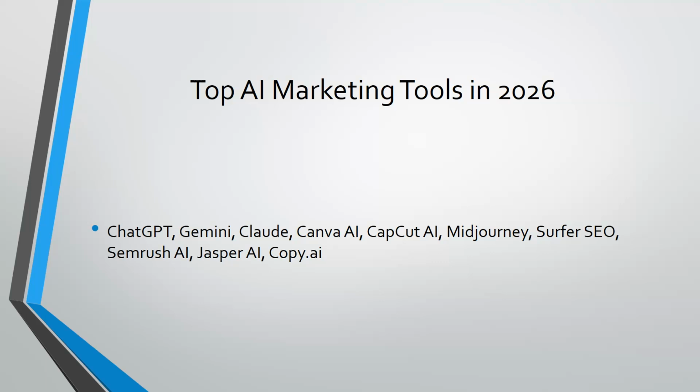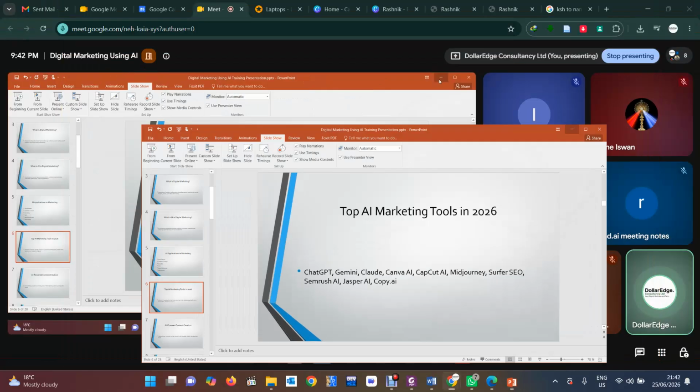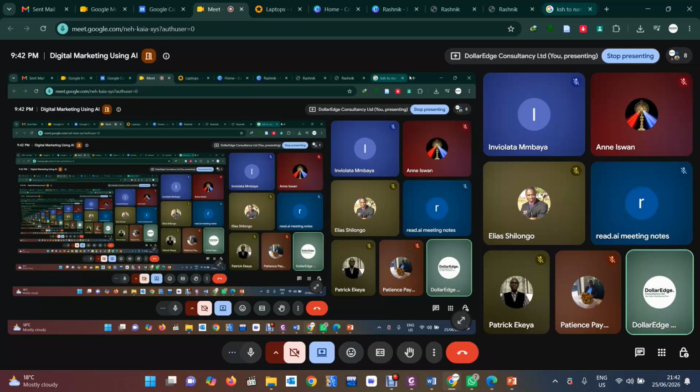So, top AI marketing tools in 2026. ChatGPT came just recently, but it surpassed all the others. Gemini, it is there. Claude, it is there. Canva AI, which you have just seen demonstrated. CapCut. CapCut, you use it to design what are called reels. Do you know what reels are?